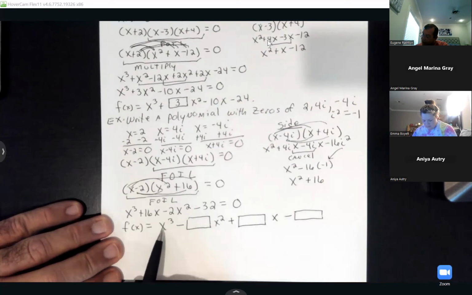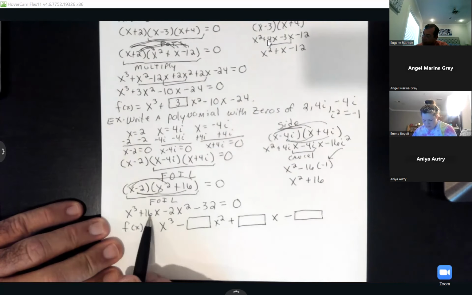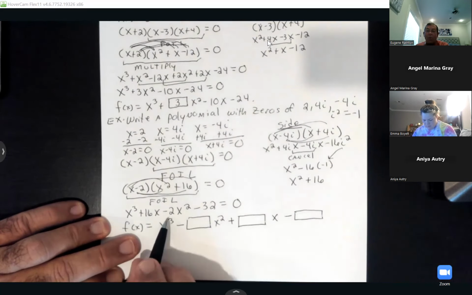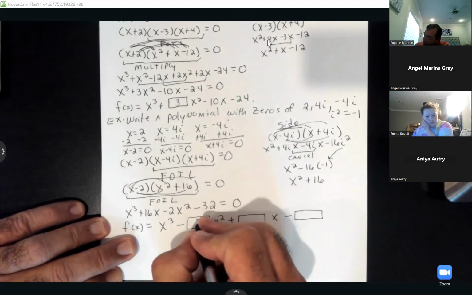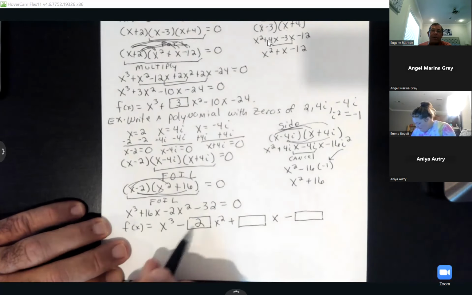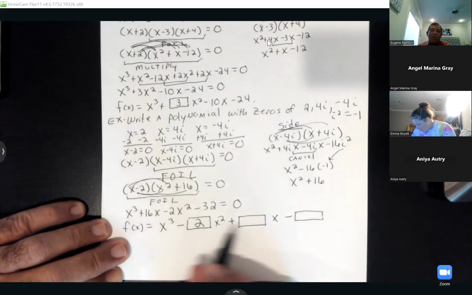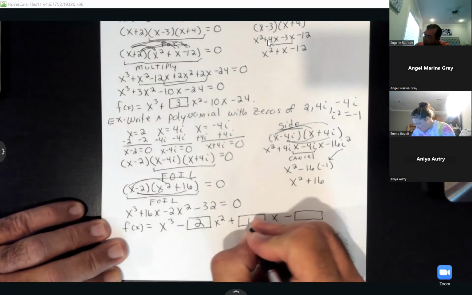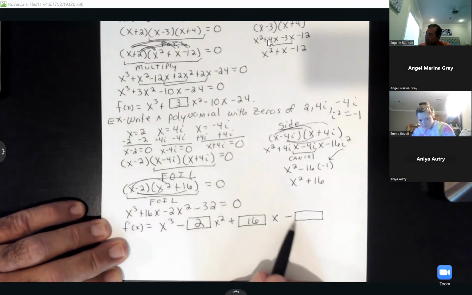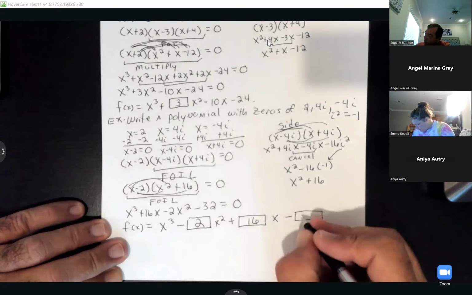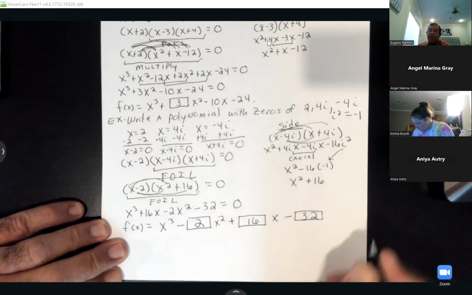So let's see. We got our x to the third in the front. So this gives me a. Now remember, I'm out of order up here. My x squared is going to be the negative 2x squared. So make sure you put them in order down here because they're going in descending order. Now my x's was the 16x. So bring down my 16. And then at the number at the end, it was minus. Well, my number at the end was 32.